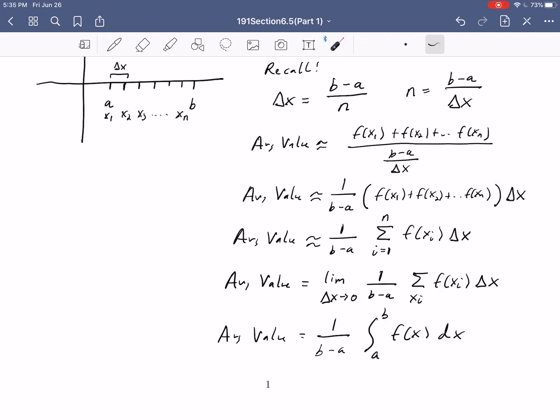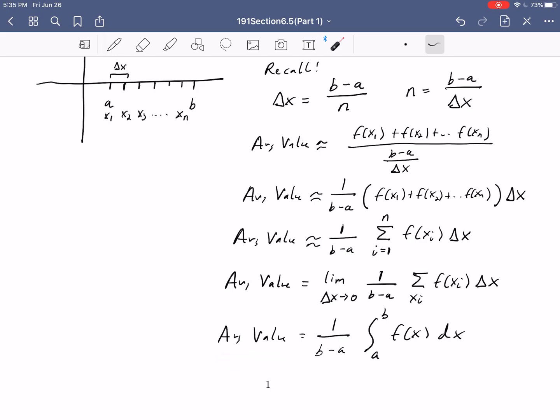So interestingly enough, the average value is simply calculated as 1 over b minus a, so 1 over the size of the interval, times the definite integral from a to b of the function. So this is actually a very, very simple expression. It's basically just applying the definite integral to the function and then dividing by the size of the interval, and that'll give you the average value of a function.